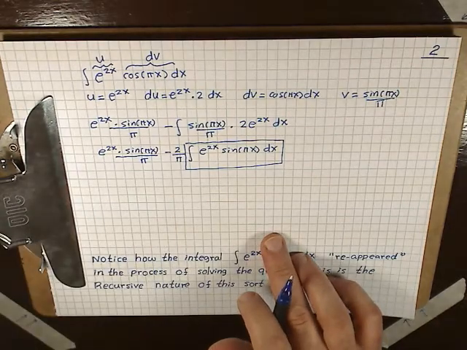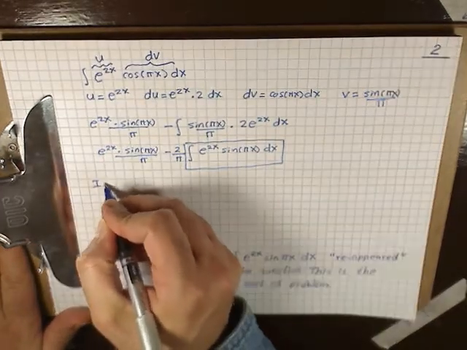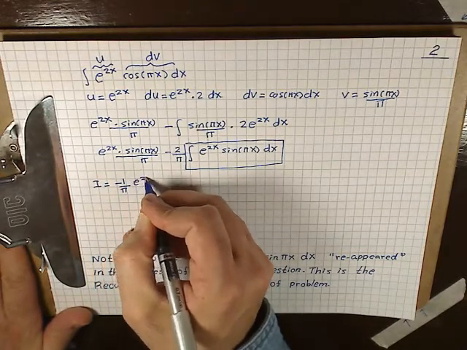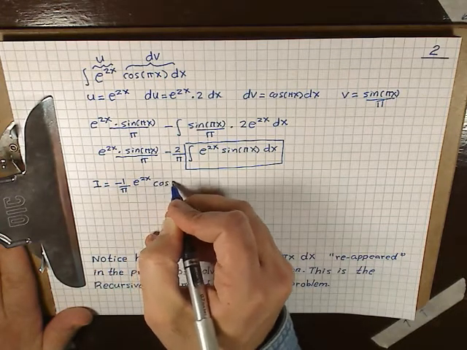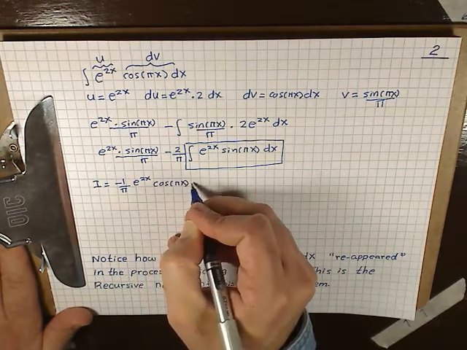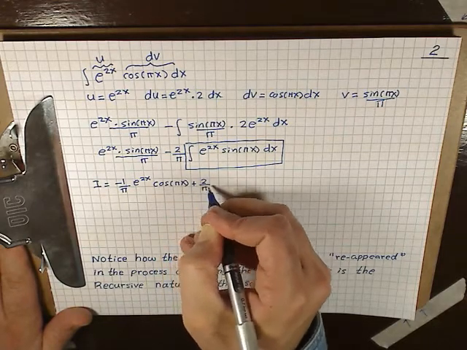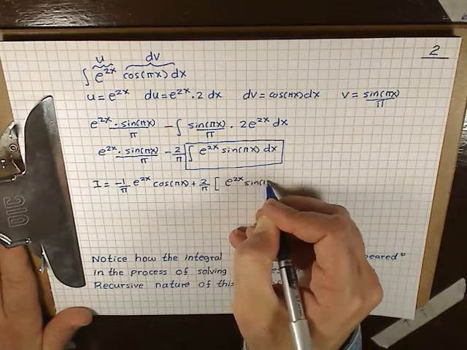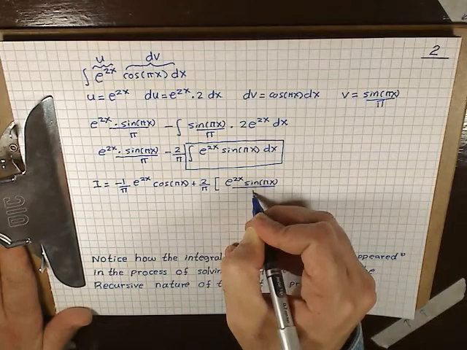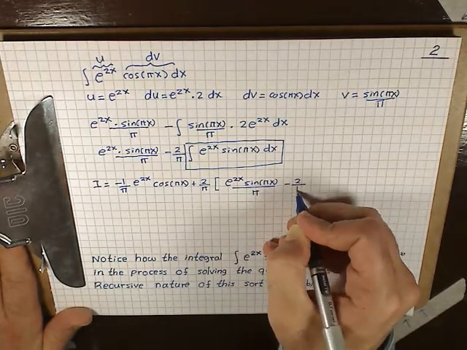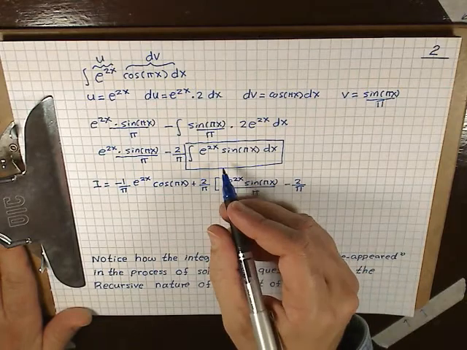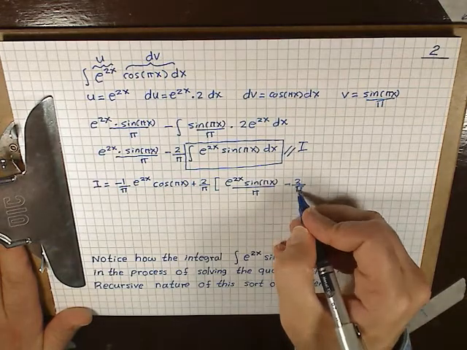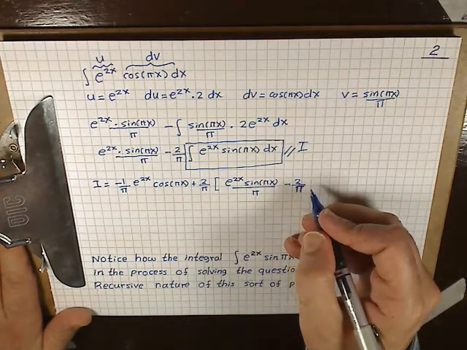So let's rewrite this. I is equal to negative 1 over pi e to the 2x cosine pi x plus 2 over pi times e to the 2x sine pi x divided by pi, minus 2 over pi times, this integral is exactly what we're looking for, so I'm going to call this I, minus 2 over pi times I.